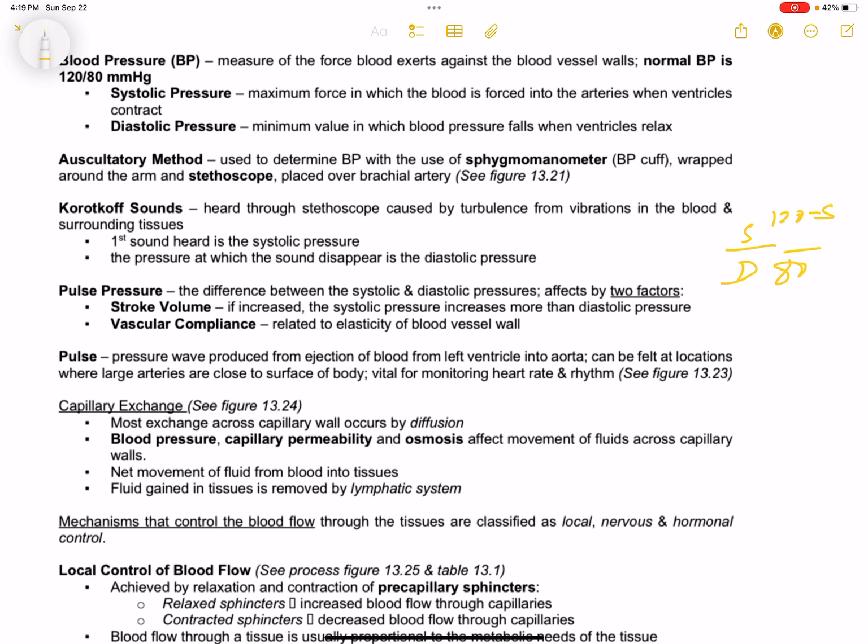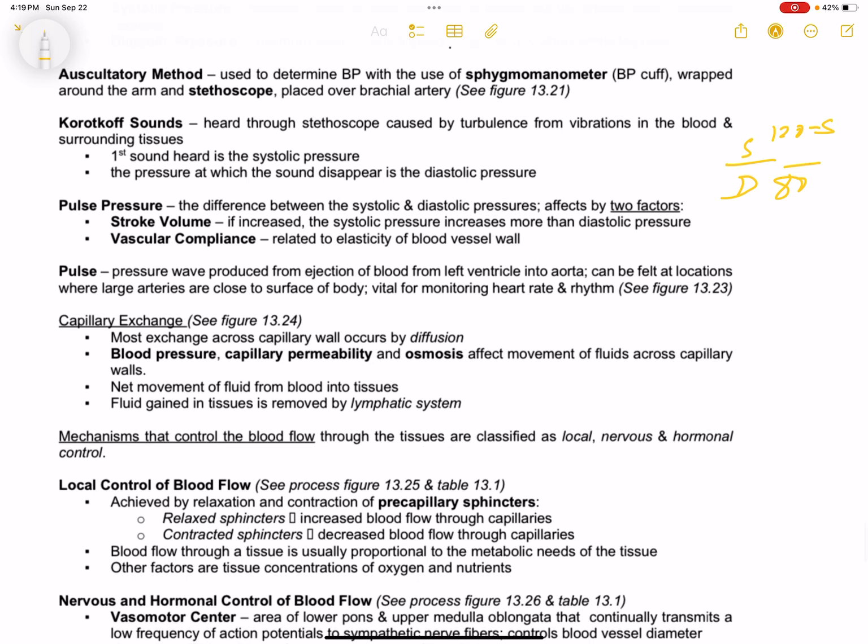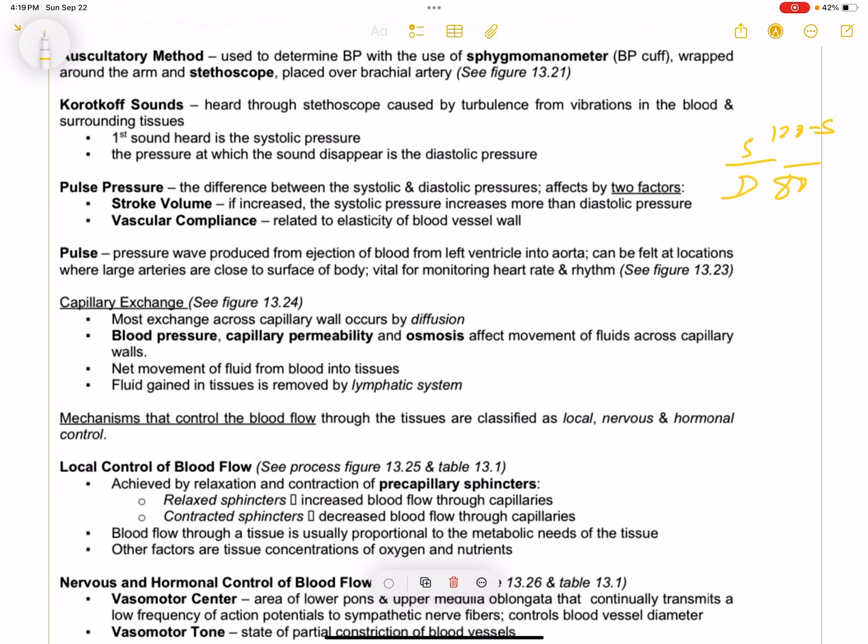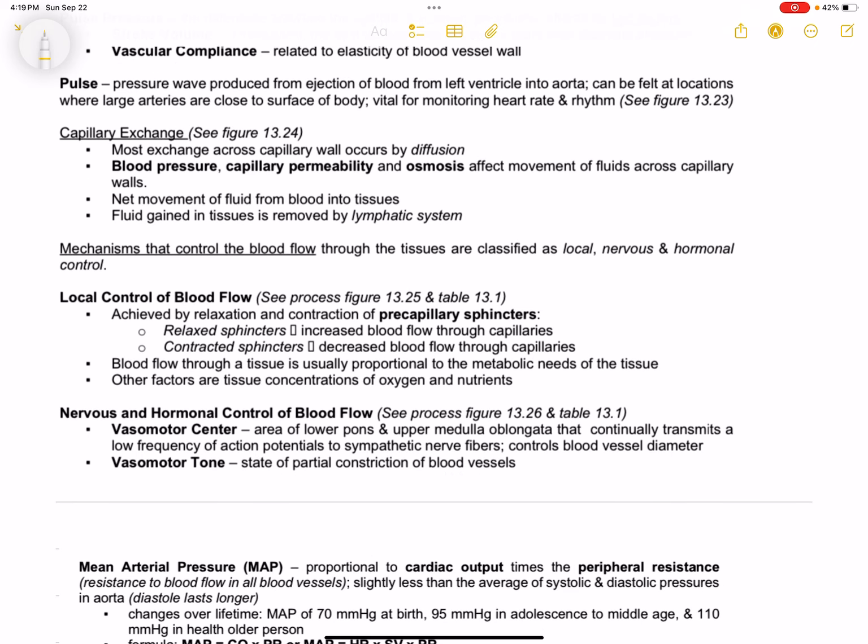So, capillary exchange. Most exchange across the capillary wall occurs by diffusion. You can just read on capillary exchange. So, the mechanisms that control blood flow through the tissues are classified as local, nervous, and hormonal control. Okay, so local control of blood flow is achieved by relaxation and contraction of precapillary sphincters. So, relaxed sphincters increase blood flow through capillaries. Contracted sphincters decrease blood flow through capillaries.